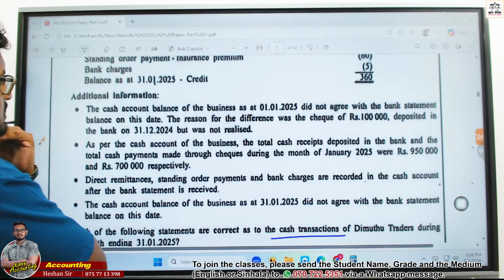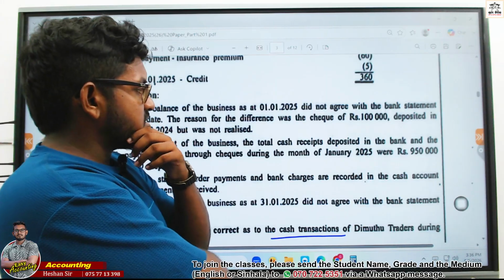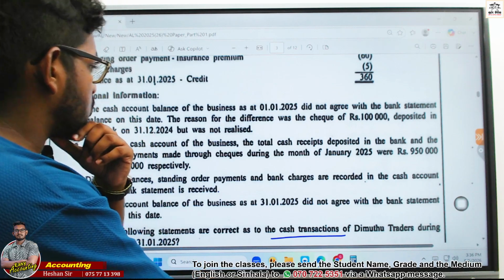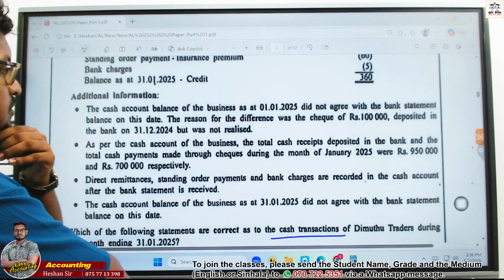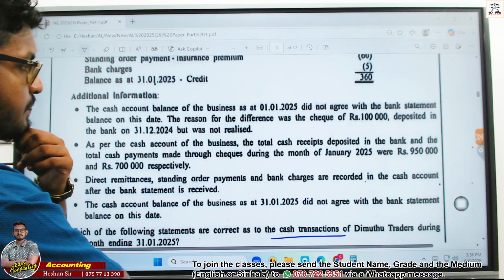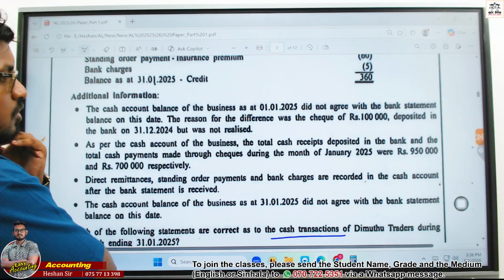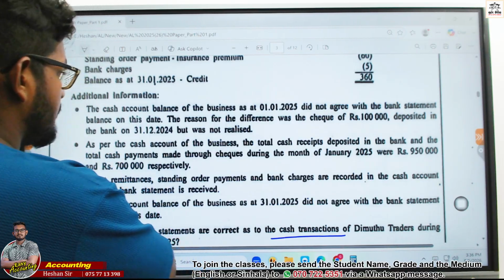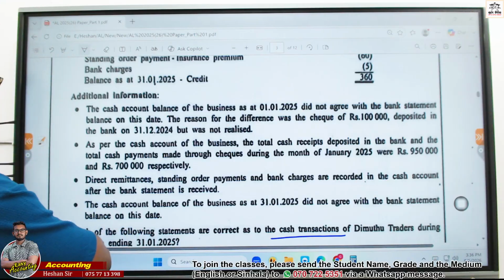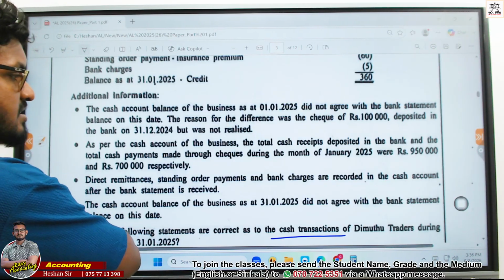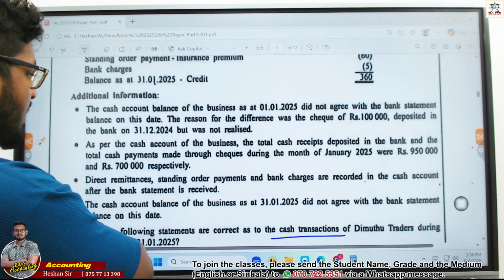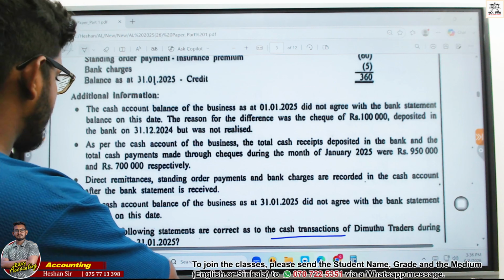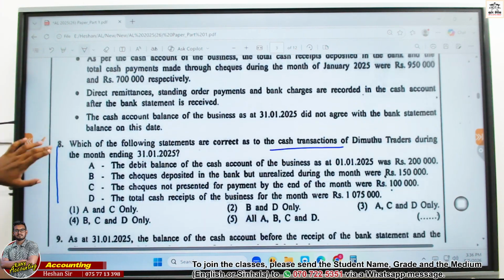මේ මාසේ. As per the cash account of the business, the total cash received deposited in the bank and the total cash payments made through the checks during the month of January 2025 was 950 and 700 respectively. You can see total cash receipts deposited in the bank and the total cash payments made through the checks is separately given. Right? Direct remittances, standing orders, bank charges recorded in the cash account after the bank statement is received. Right? The cash account balance of the business did not agree with the bank statement balance on this date. අන්තිම දවසට agree වෙලා නැහැ.